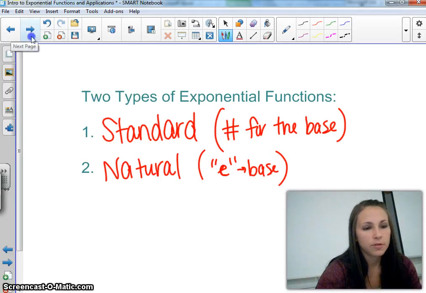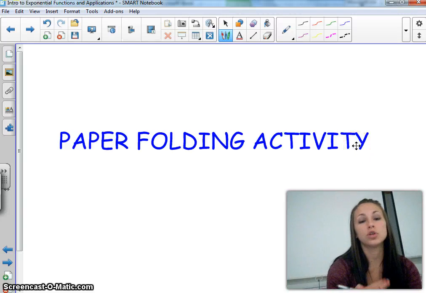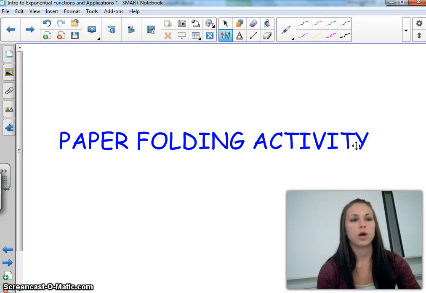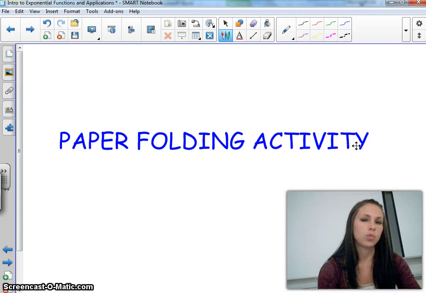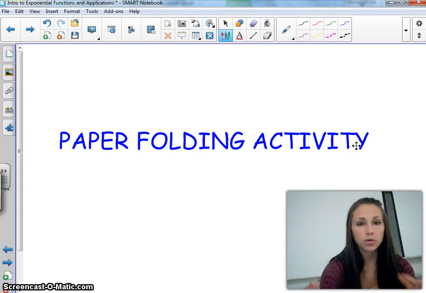Now, I have a paper folding activity. We're going to skip that slide for now. But I have a paper folding activity that I want you to do. So I'm going to explain the paper folding activity. And after I do, I want you to pause the video and then do the paper folding activity, and you can pick up to see the examples of how to do the worksheet that I'm going to give you after that.